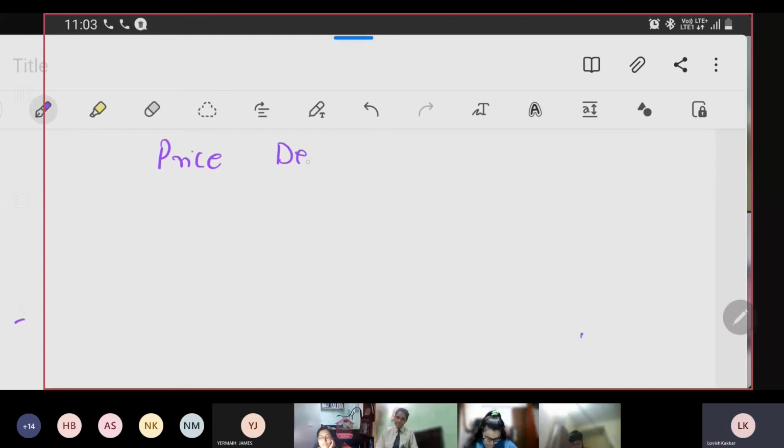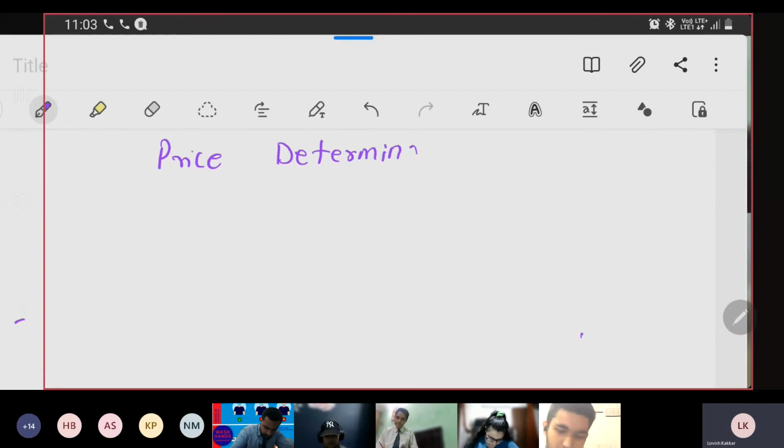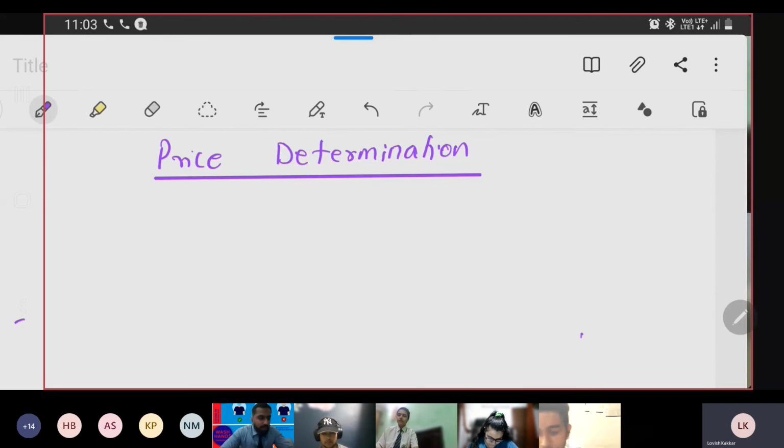Chapter, price determination. So, as we discussed, one question we'll discuss and then we'll do the new concept.